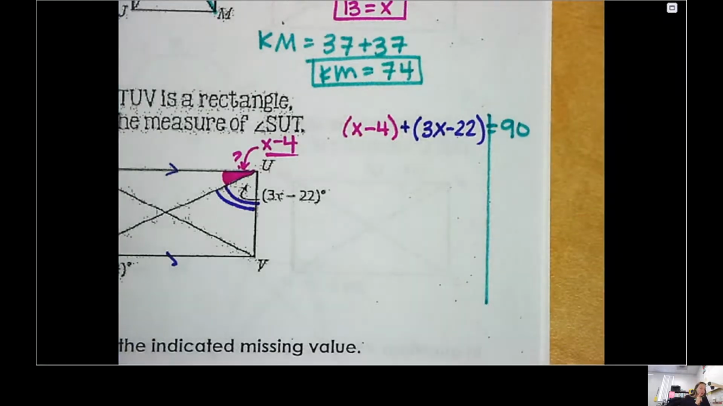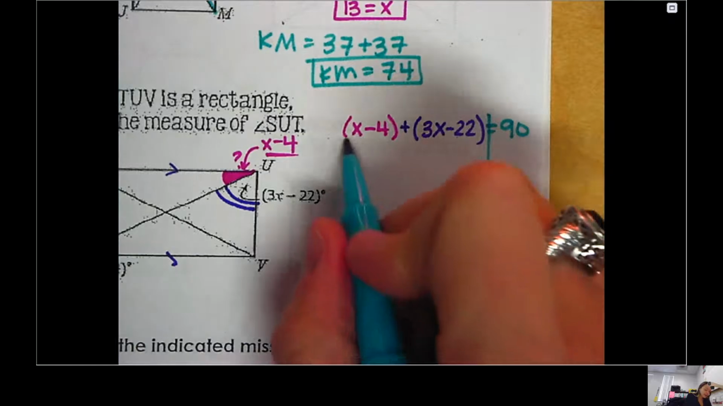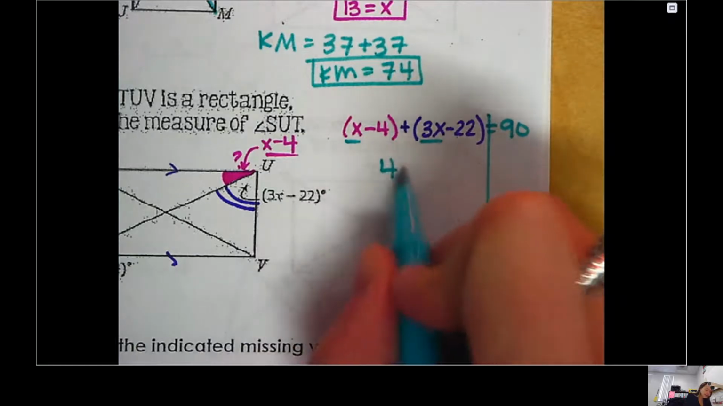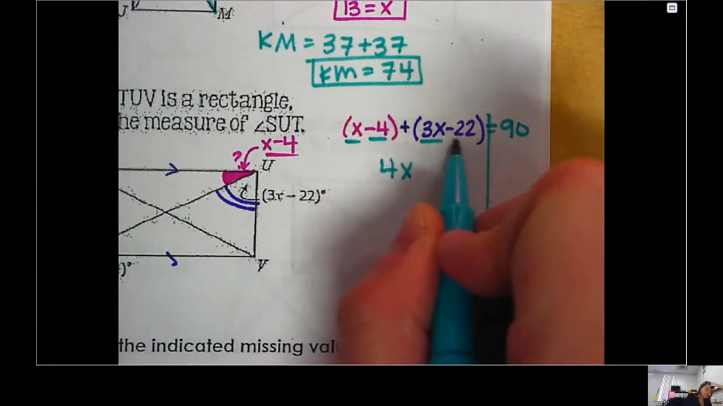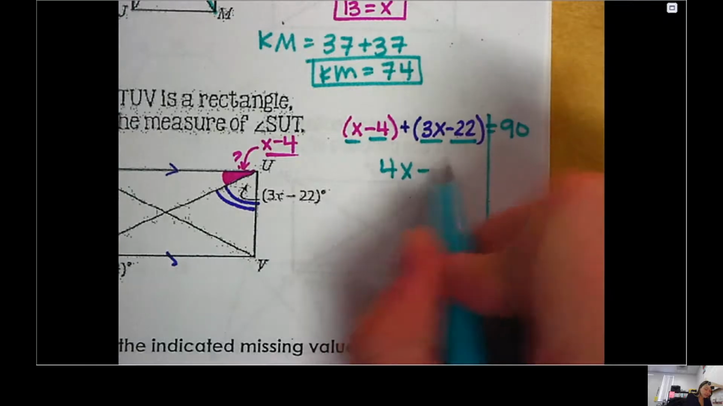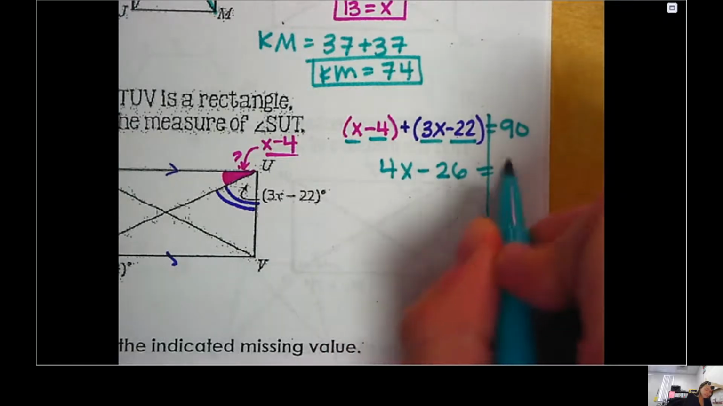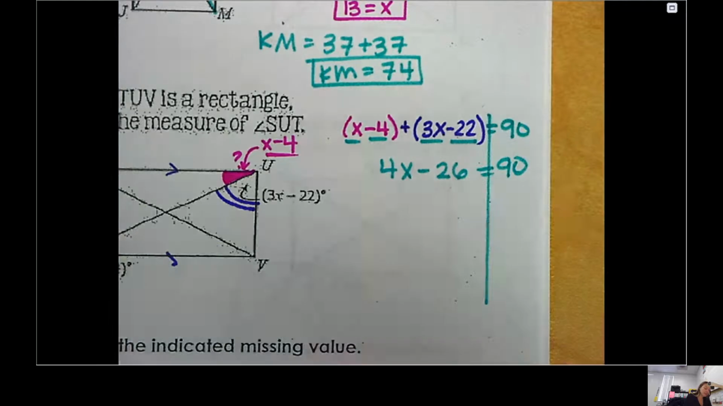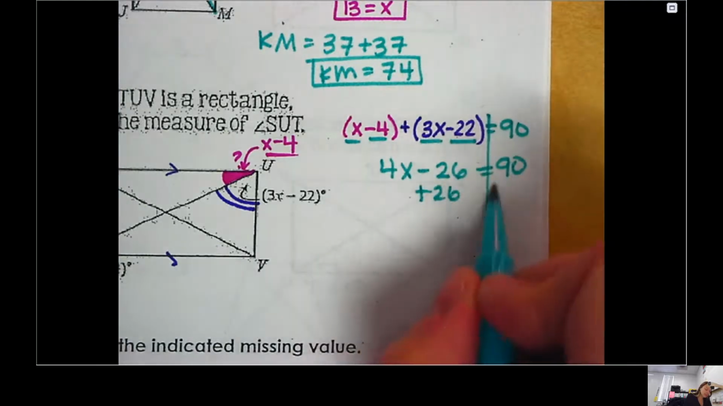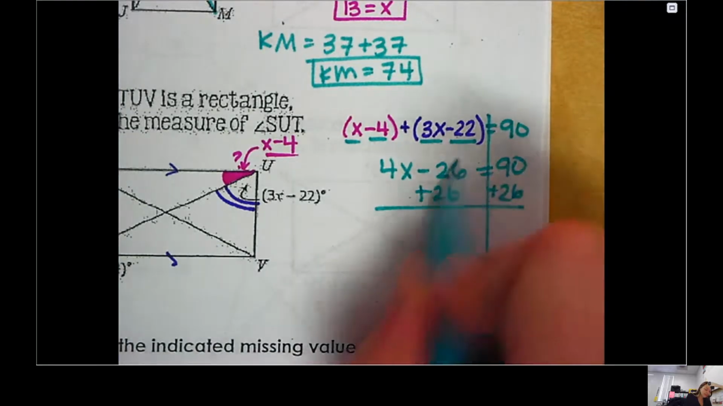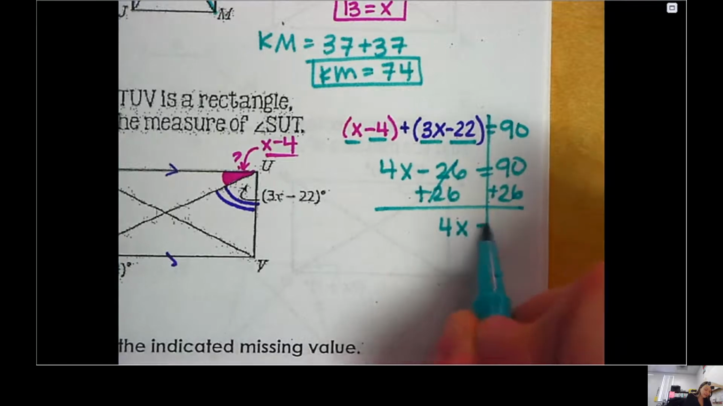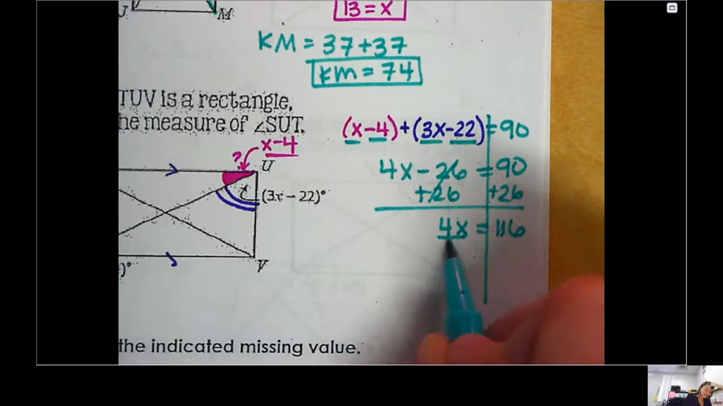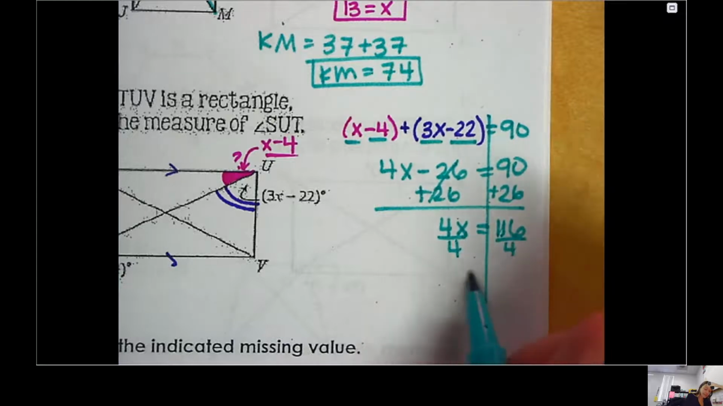So I'm going to start by combining my like terms. x and 3x is 4x. Negative 4 and negative 22 is negative 26. I want to get the x's by themselves, so I add 26 to both sides. I get 4x equals 116. And then I divide both sides by 4. I get x equals 29.